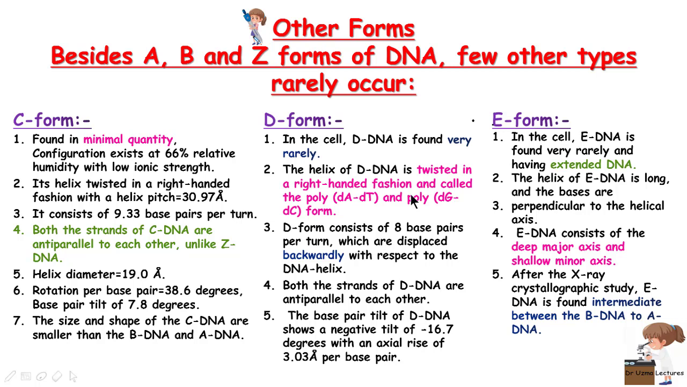The other form is the E form. In the E form, the E-DNA is found very rarely and is an extended DNA. The helix of the E-DNA is long and the base pairs are perpendicular to the helix axis.